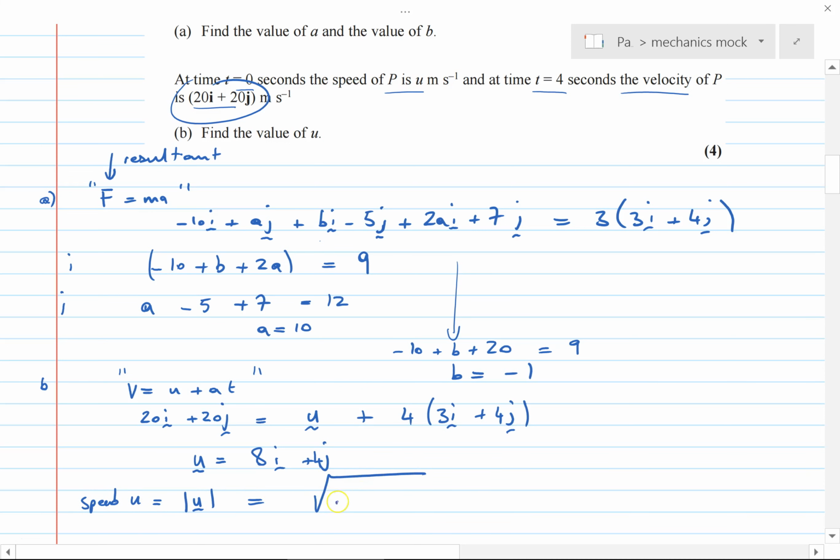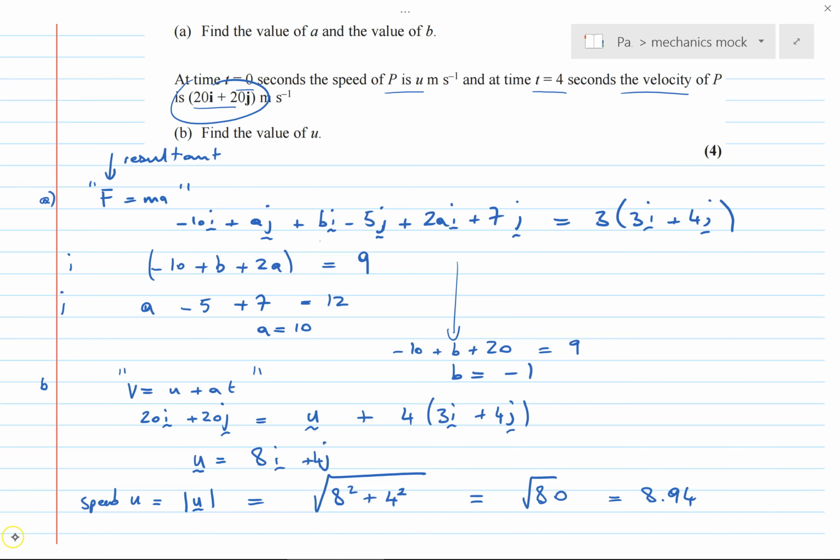And we can just do Pythagoras on that, 8 squared plus 4 squared. So that's 64 plus 16, square root of 80. And that breaks down to 8.94 to 3 significant figures, or I think you were allowed to give it as an exact surd as well. Okay, and that's question 2 done.